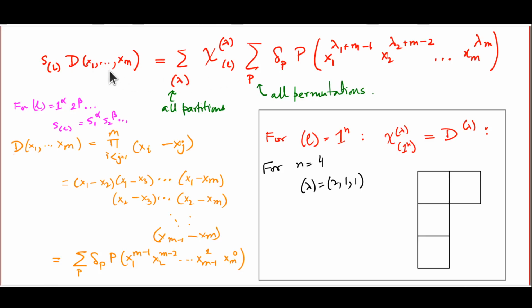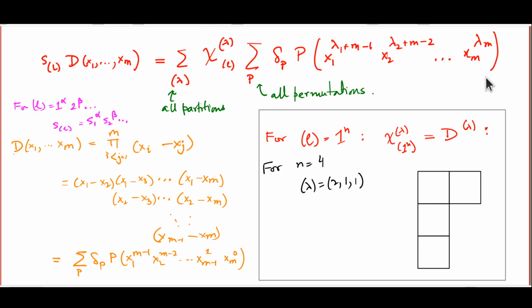And this D(x1 ... xm) was the standard result, a product of xi minus xj for i less than j. In other words, x1 minus x2, x1 minus x3, ... x1 minus xm, all the way up to x(m-1) minus xm, which we could write in a similar alternating function form as the sum over P of delta P times the permutation operator acting on x1 to the m minus 1, x2 to the m minus 2, all the way up to xm to the power 0.